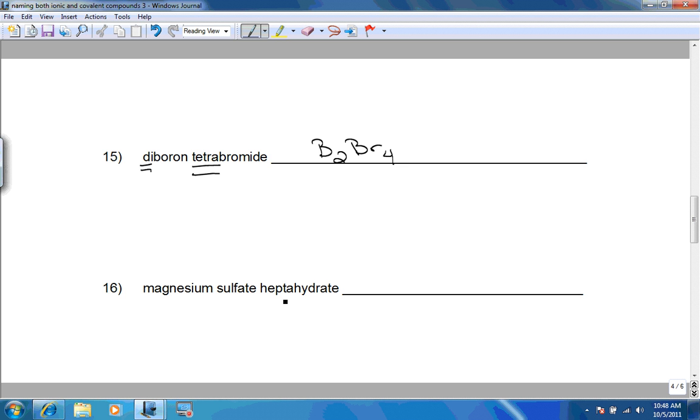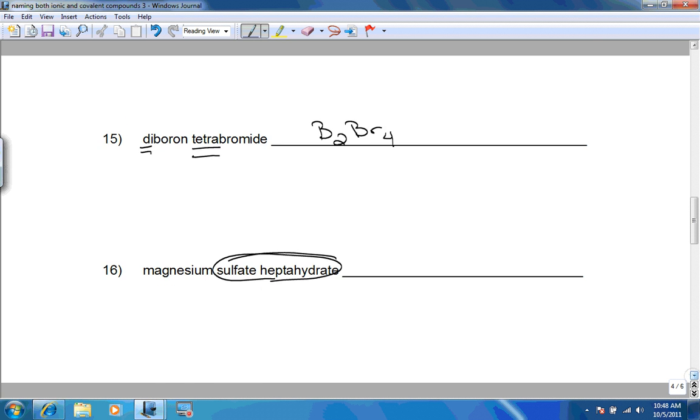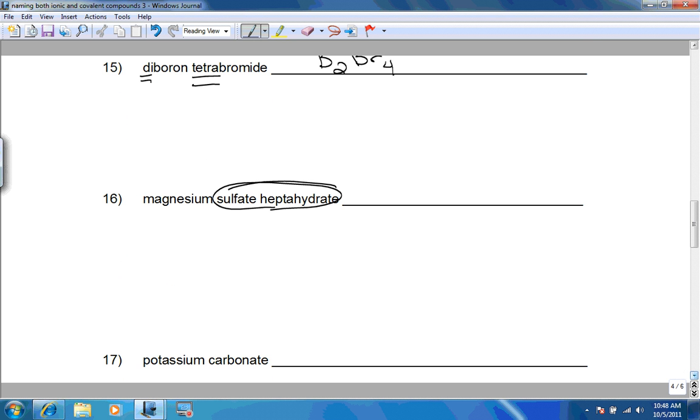This polyatomic ion we have not talked about, but that basically means it's sulfate. The heptahydrate means that hepta is 7, hydrate is water. But it's still sulfate with a negative 2.